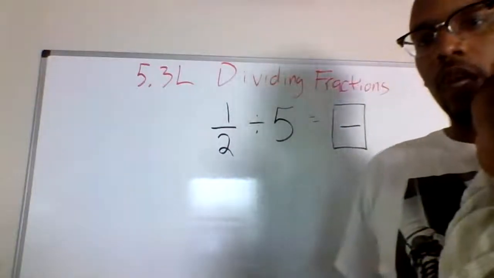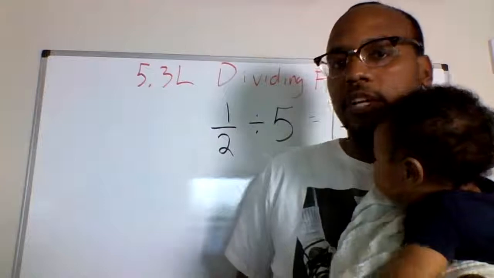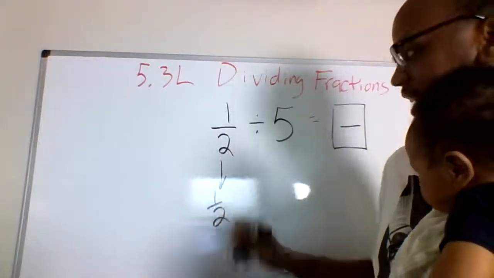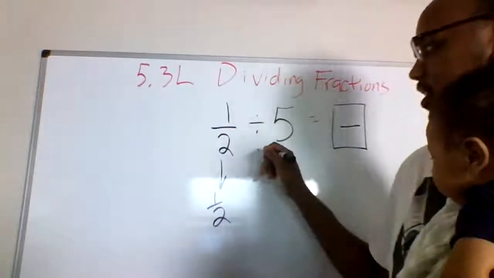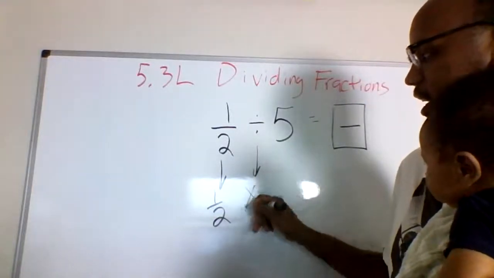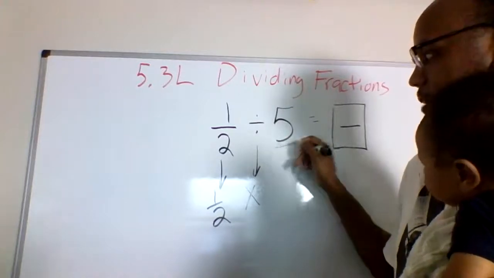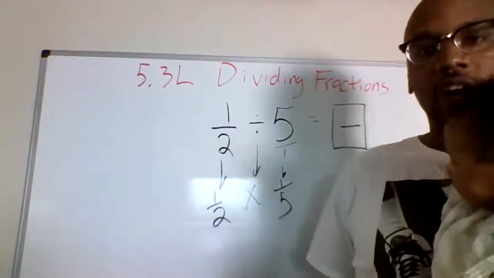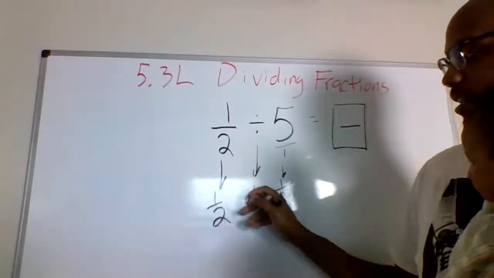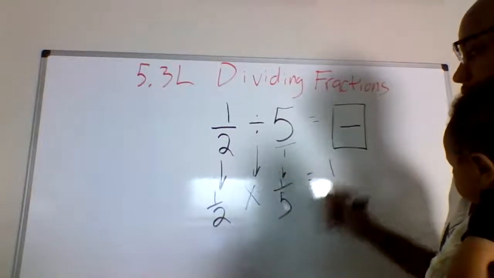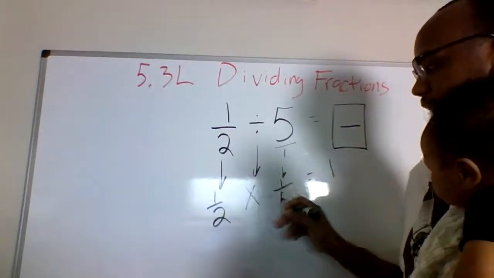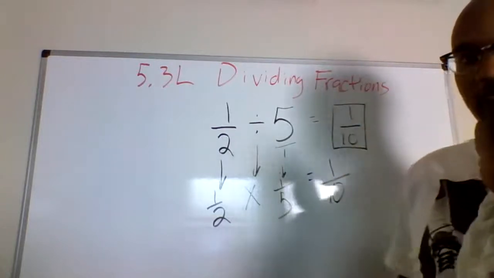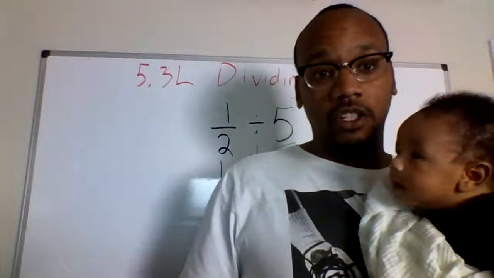Now, in my class, I want to remind you of keep, change, flip. You keep the total the same, you change division to multiplication, and you flip 5 upside down and it becomes 1/5. Now you can multiply. 1 times 1 is 1, and 2 times 5 is 10. So the answer is 1/10. Any questions about number 1?